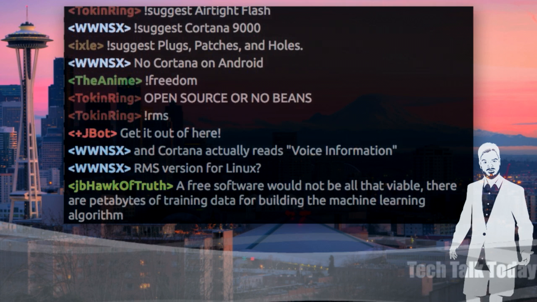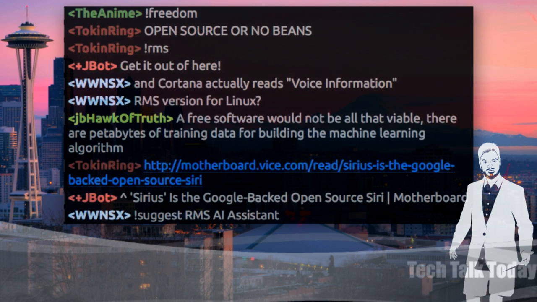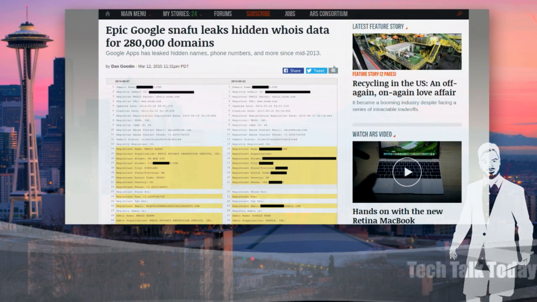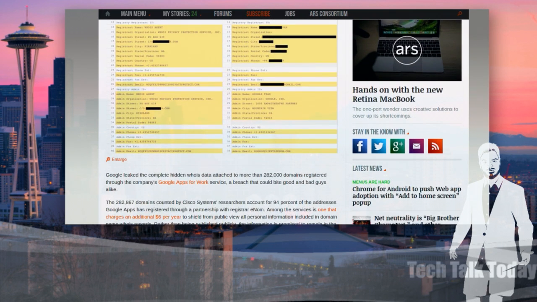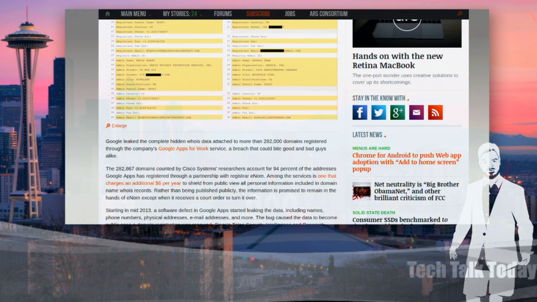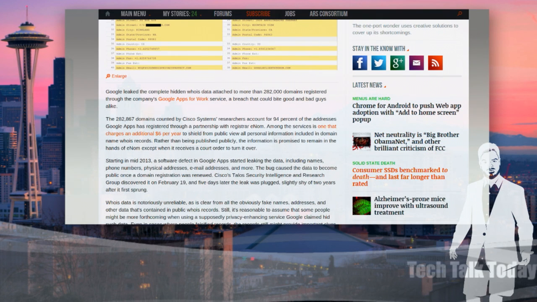So we at Jupiter Broadcasting are customers of the Google Apps product. We have been for quite a while. It just allows us to scale out pretty well. Well, it turns out an epic Google snafu has leaked hidden Whois data for 280,000 Google Apps customers. Phone numbers, things like that, since mid-2013. Google leaked the complete hidden Whois data attached to more than 282,000 domains registered through the company's Google Apps for Work service, a breach that could bite the good and bad guys alike.